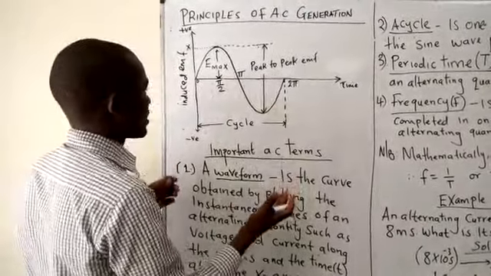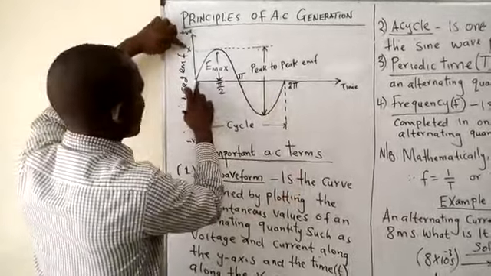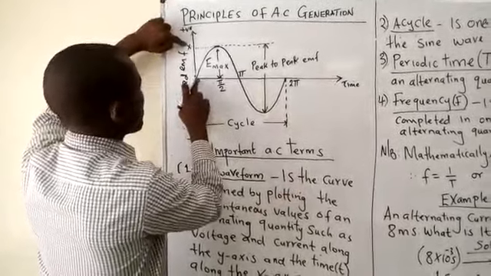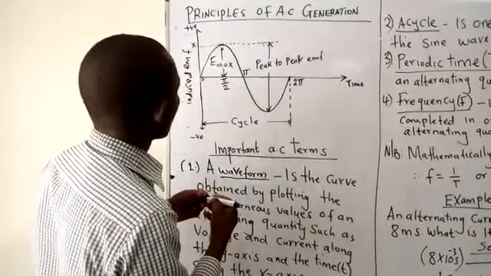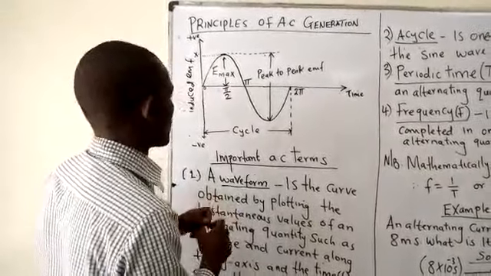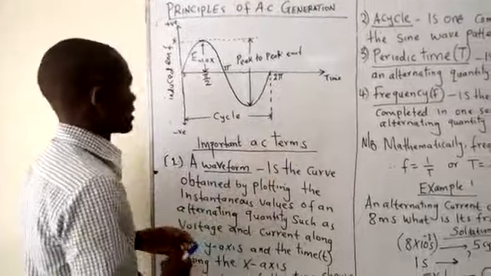So we have three words. This distance can be called the maximum value, it can be called the peak value, it can also be referred to as the amplitude. We will be defining them as we move on.